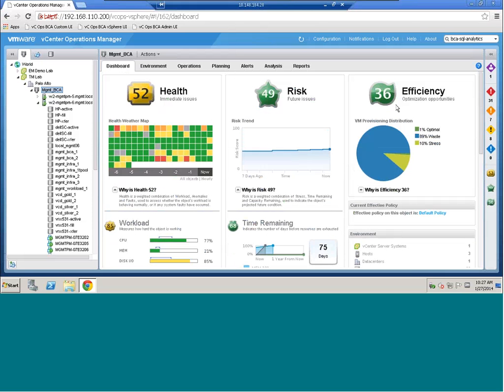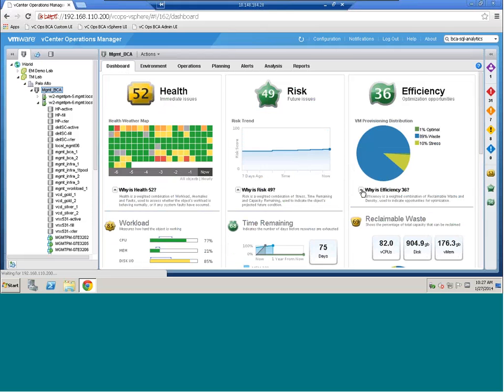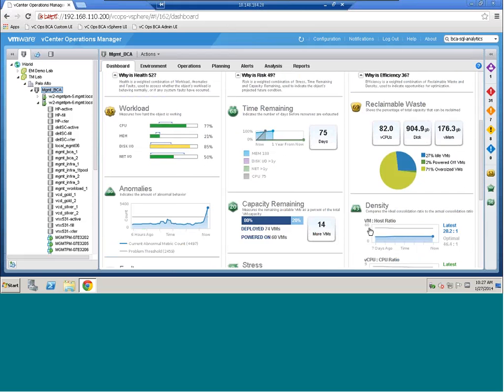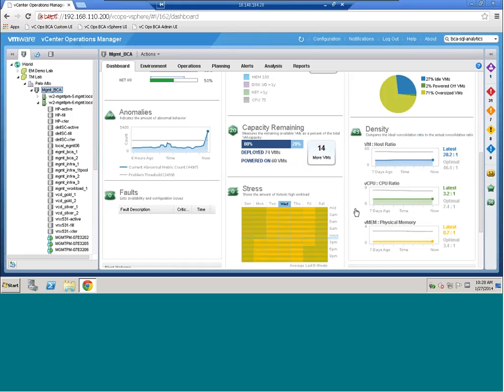So moving on from stress, we're going to move over to the efficiency column here. And efficiency is really about two different items. One's reclaimable waste, and the other one is density. And density is pretty straightforward. It's what's that VM to host ratio, what's that vCPU to CPU ratio, and what's that vRAM to RAM ratio. Shows you where you are, gives some optimizations and recommendations on where it believes you should be. And obviously, you can go out to vCenter and directly impact these scores and directly impact what the density of your environment is. Let's suggest for now we're not going to do that.